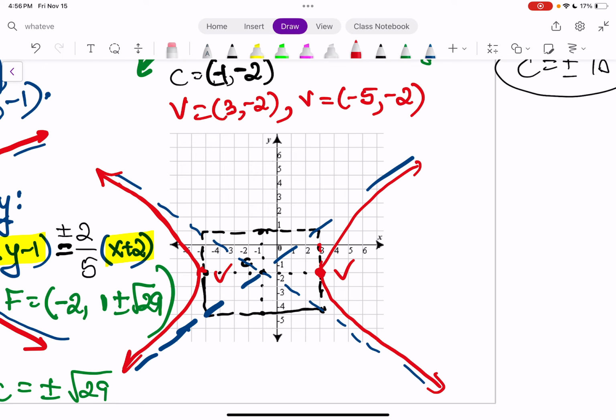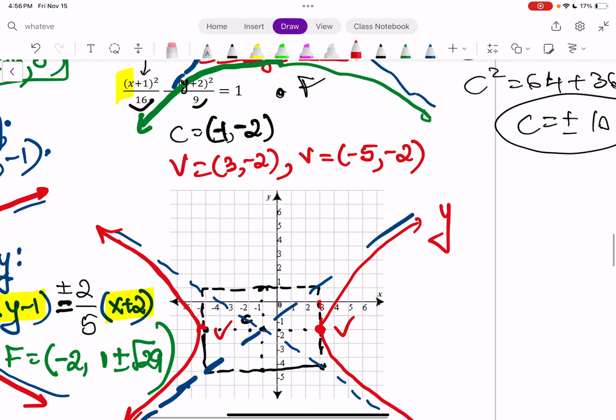The asymptotes: instead of y, you're going to write y plus 2, is plus or minus the slope we'll read, and instead of x, you're going to write x plus 1. So what's the slope of these lines? We went up 3 units, and to the right 4 units. So 3/4 and minus 3/4. And that's it.